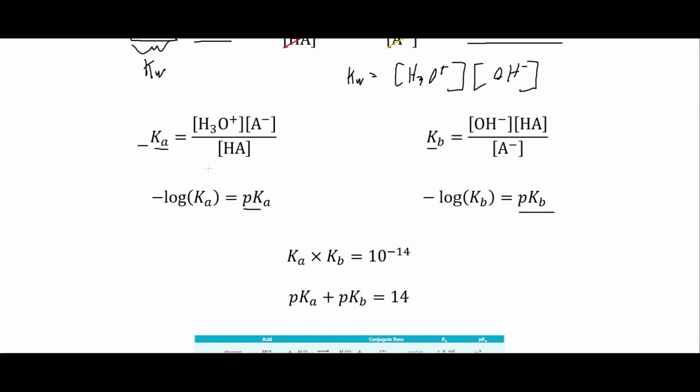So pKa is used to describe the strength of an acid and the strength of a base. And just like Ka times Kb is equal to 10 to the negative 14, if you then took the negative log of both sides of this equation, you would end up with this right here. So the pKa plus pKb is always going to be equal to 14. Again, talking about when we're in a water solvent here.